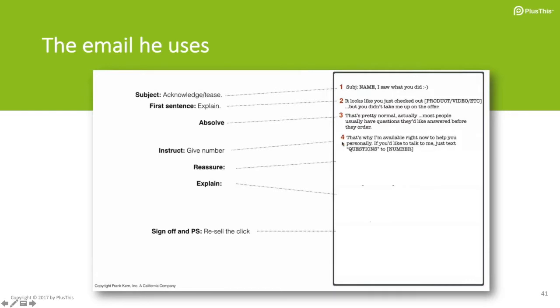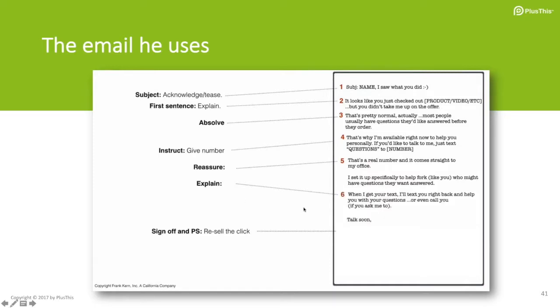And so now he gives them some instruction. He says, "That's why I'm available right now to help you personally if you'd like to talk to me. Just text questions to number," and then he has the number that he's using for this. Then he's going to reassure them. He says, "That's a real number, and it comes straight to my office. I set it up specifically to help folks like you who might have questions they want answered." So this is a whole keyword text opt-in. That number will basically trigger a text opt-in like what you saw before.